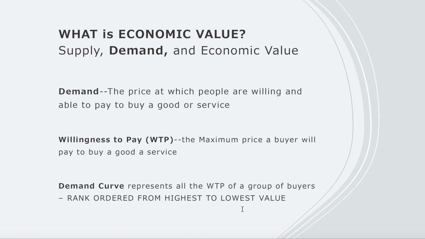So the supply curve is upward sloping. Now, when we think about demand, that's just the opposite story, the opposite side of the coin. The price at which people are willing and able, I guess that's key, you've got to have the money to pay to buy a good or service. So the willingness to pay is the maximum price a buyer will pay to buy a good or service. And here for the demand curve, they're rank ordered from highest willingness to pay to lowest willingness to pay.